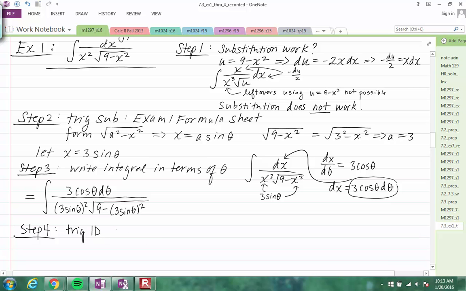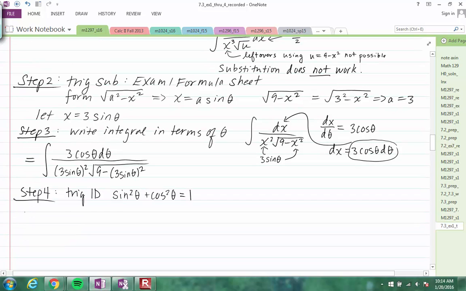It's going to be one of the trig identities, the Pythagorean identities, and the one that's going to apply here is sine squared plus cosine squared equals 1, because we have sine cosine stuff in here. So that's just good to have in your back pocket, because it's going to come up if you're doing this correctly.